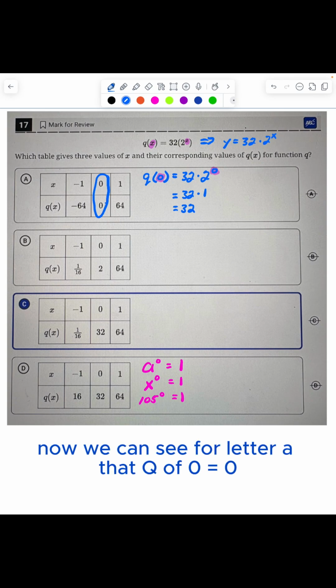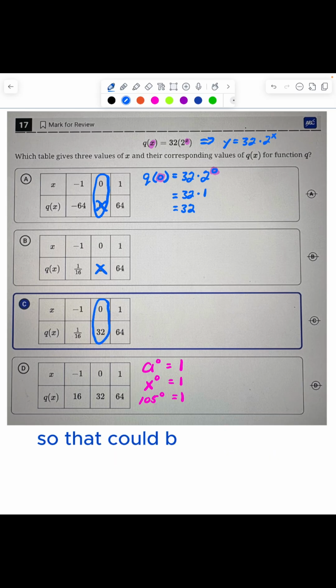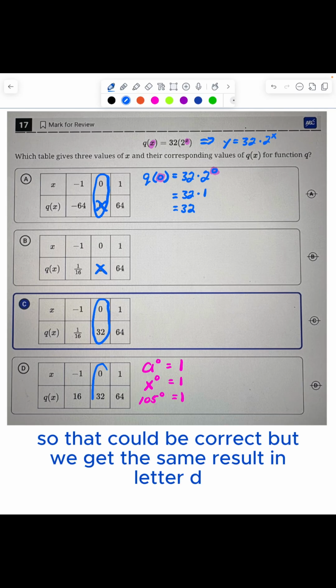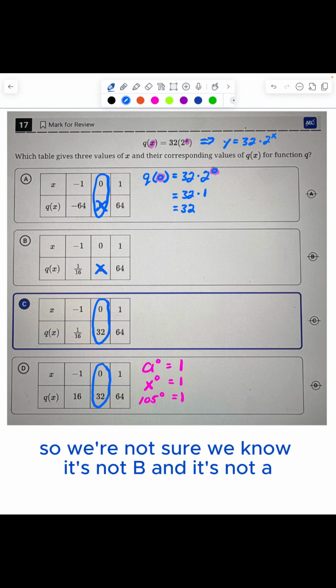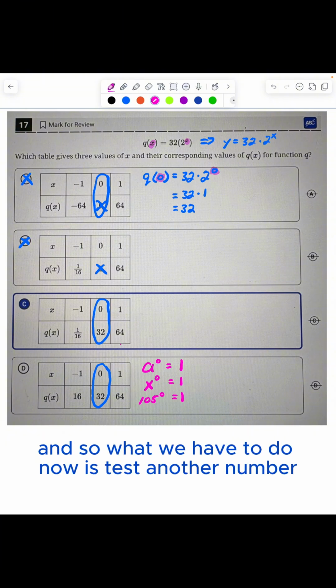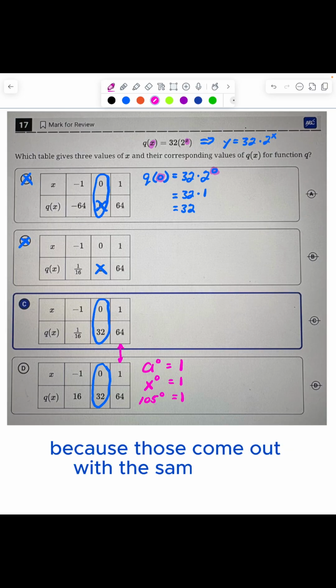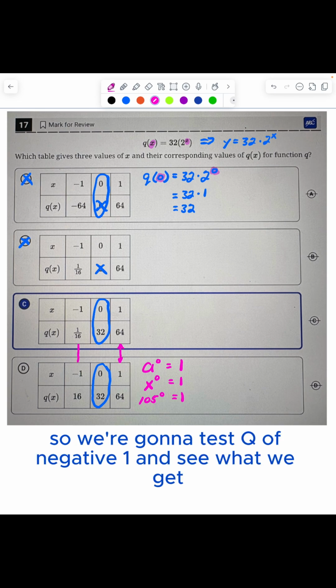Now we can see for letter A that q of 0 equals 0. That's incorrect. For letter B, q of 0 equals 2. That's incorrect. For letter C, q of 0 is 32, so that could be correct, but we get the same result in letter D. So we're not sure. We know it's not B and it's not A, but we're not sure between C and D. And so what we have to do now is test another number. It wouldn't make any sense to test q of 1 because those come out with the same result. So we're going to test q of -1 and see what we get.